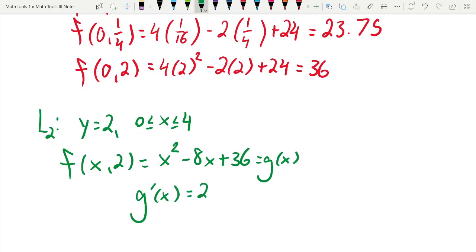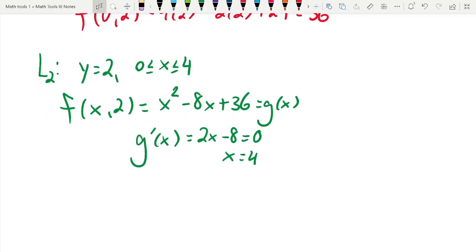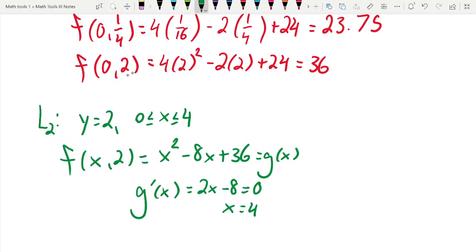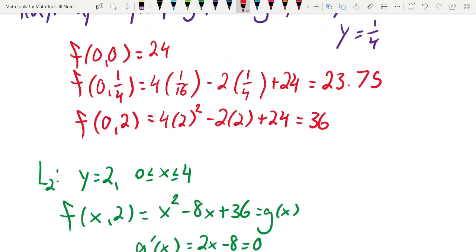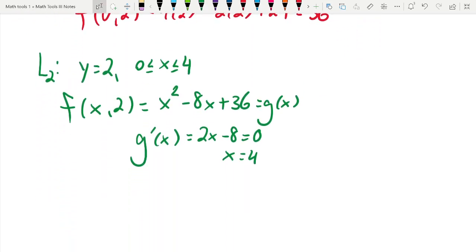So the derivative here will be 2x minus 8, so we have x equals 4. Okay, so our candidates: we already did one of the corners, f of 0, 2, right here. Now we need f of 4, 2 as our new one.